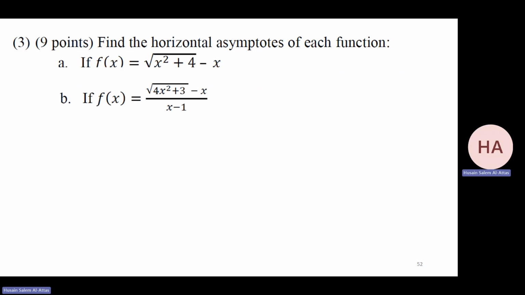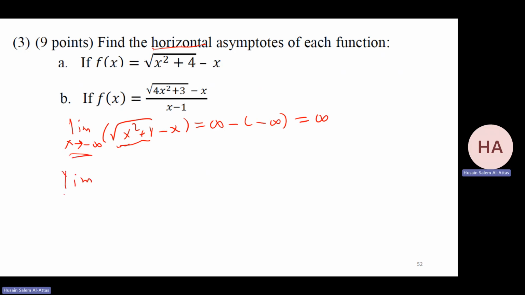Find the horizontal asymptote of each function. I make it in 2 slides. Okay. The first one, you want the horizontal asymptote. If I want to check the limit, I start with x going to minus infinity for a reason. For minus infinity, it will be minus infinity squared, which is infinity, plus 4 infinity, square root infinity. So it's infinity minus infinity, which is infinity. So we have no horizontal asymptote from this side. We'll go to the other one.